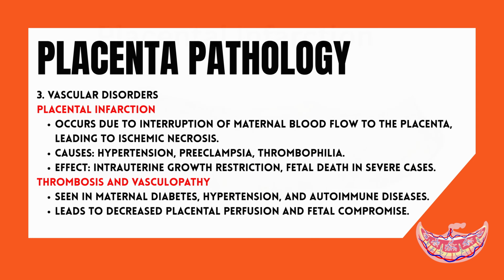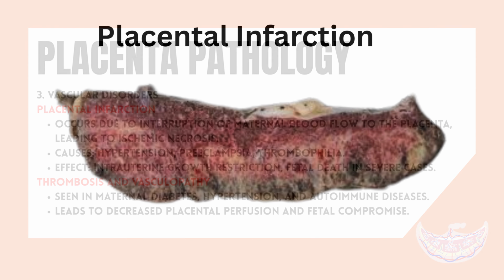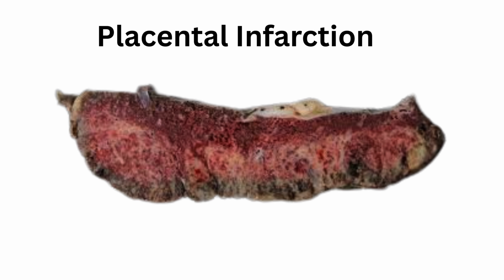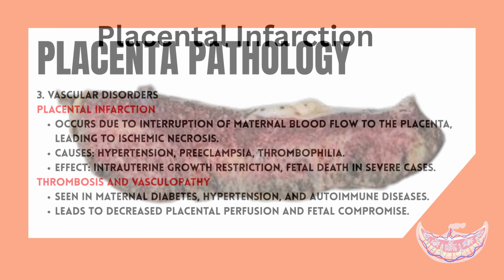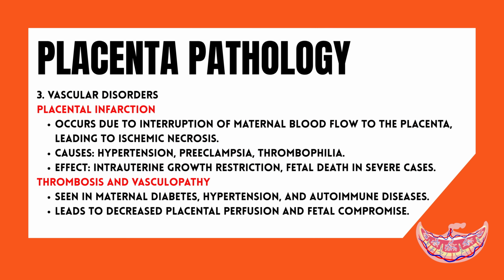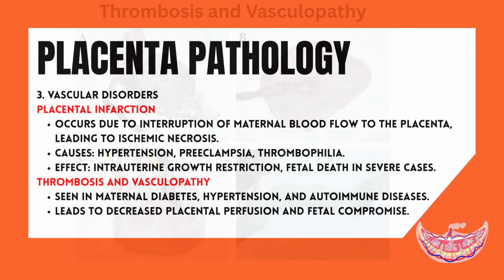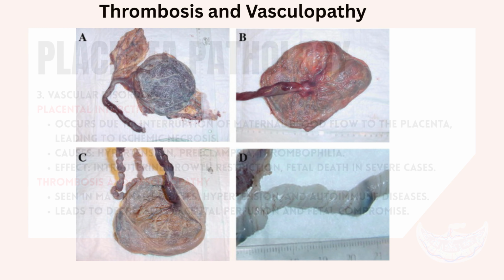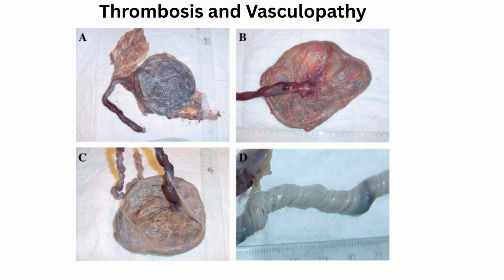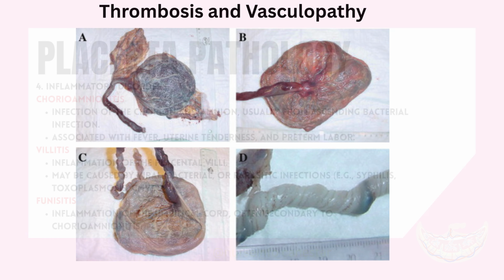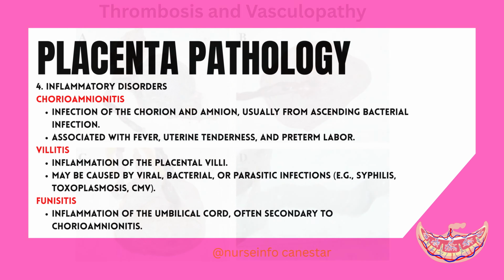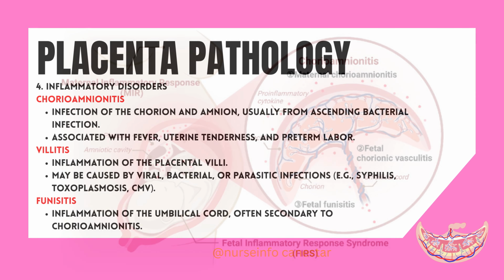2. Abnormal separation. Placental abruption, abruptio placentae. Definition: premature separation of a normally implanted placenta. Features: painful vaginal bleeding, uterine tenderness, fetal distress. Causes and risk factors: hypertension, trauma, smoking, preeclampsia. Complications: maternal hemorrhage, fetal hypoxia, stillbirth.